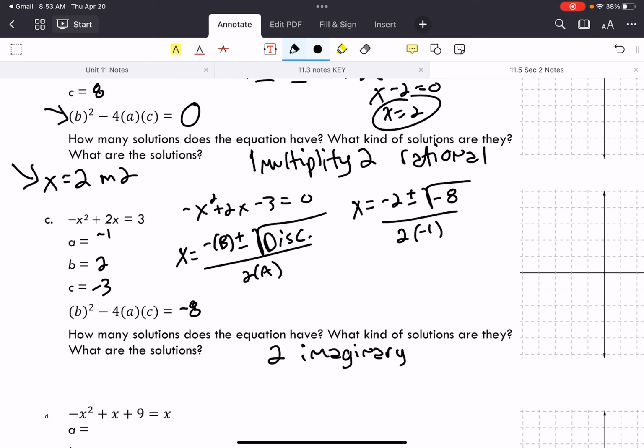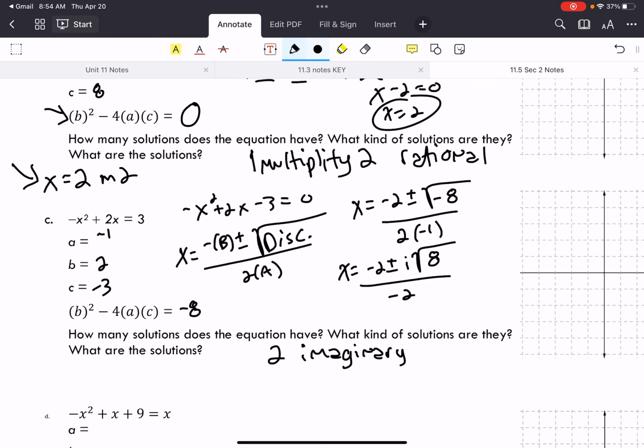Okay, I've got our acronym up here, the DIRRS, okay? We did discriminant. We identified which form we need to do. We replaced our A, our B, and our discriminant. Now we're on reduce. So what should I do before I even do a factor tree? What should I reduce out of the radical? Yeah, the negative. Make it the i. Good. So x equals negative 2 plus or minus i square root of 8 over negative 2.